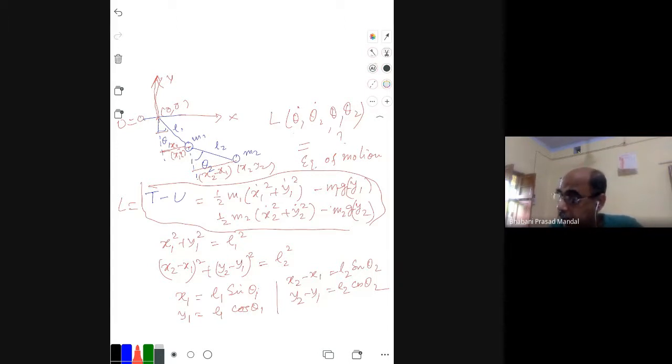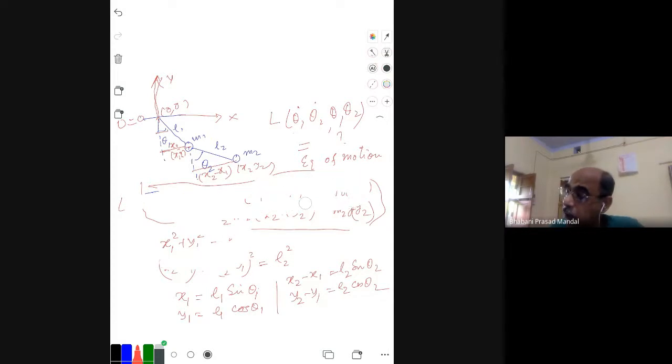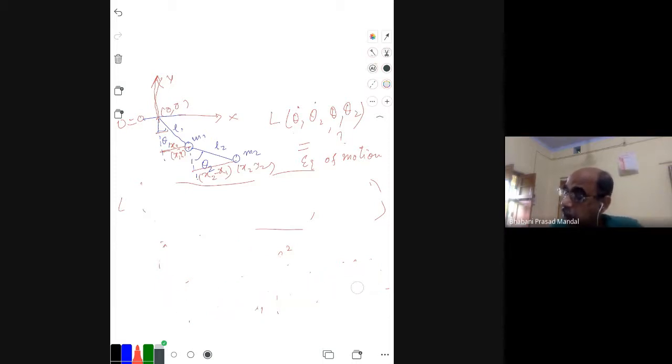Once you find this Lagrangian and the equations of motion, you will find it is a coupled differential equation, which is difficult to solve. You may not be able to solve this equation because it is coupled. Coupled means theta 1 double dot is mixed with the theta 2 variable. So this will be a coupled differential equation and you will not be able to solve it. But there is a special case, and now I am going to tell you that special case.